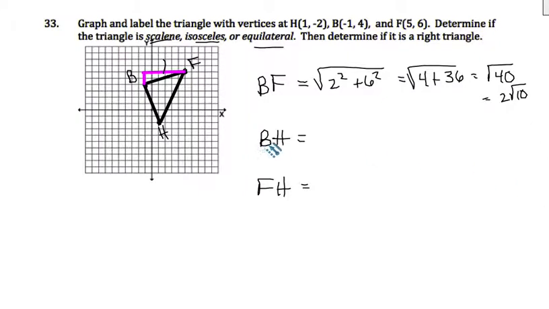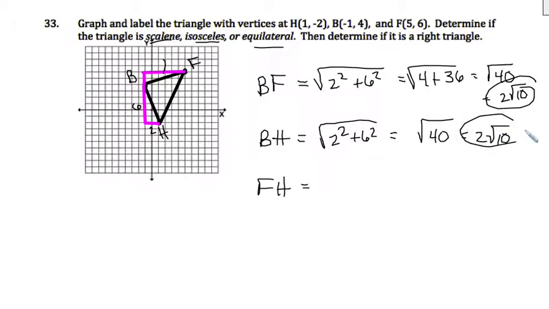So now I thought it was the same as BH, so I'll do that one next. If I sketch this triangle from H to B, I'm going over 1, 2, and then I'm going up 1, 2, 3, 4, 5, 6. Again, hopefully I counted that correctly. So it was over 2 and up 6. So that's going to be 2 squared plus 6 squared. And I can see right here, 2 squared plus 6 squared is going to be the same thing that I got before. So I have 2 root 10 and 2 root 10 for BF and BH for their lengths.